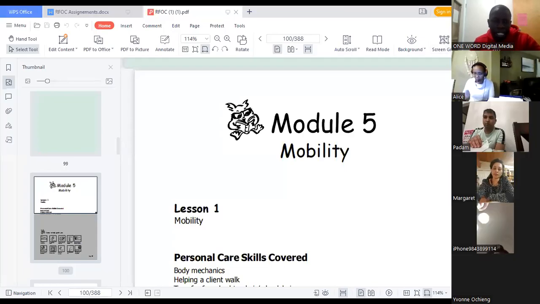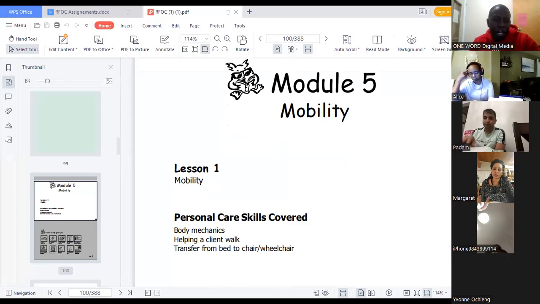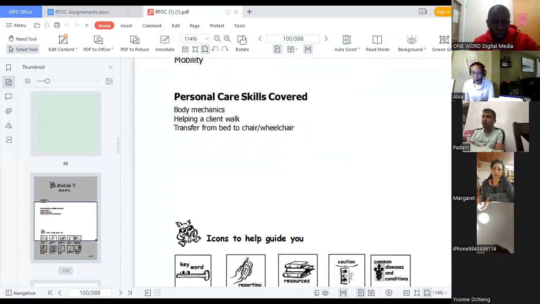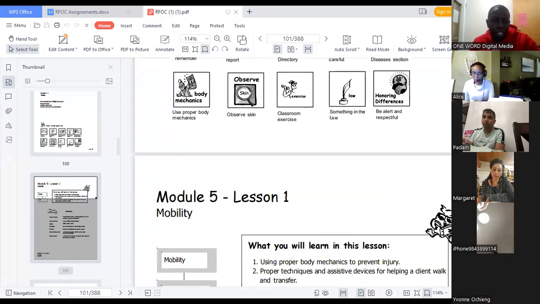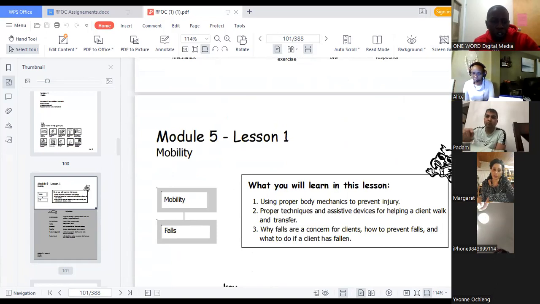All right, so mobility. That is lesson 1. We'll be talking about body mechanics, helping a client walk and transfer from the bed to the wheelchair. That's what we'll be looking into. And the reason why you're in this class is so that you can help those people who cannot perform those tasks for themselves. And that's why you come in.